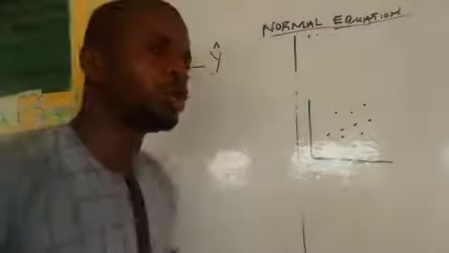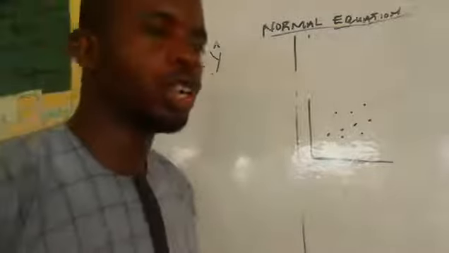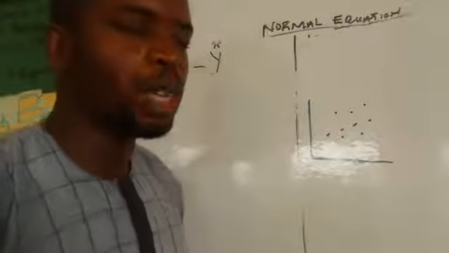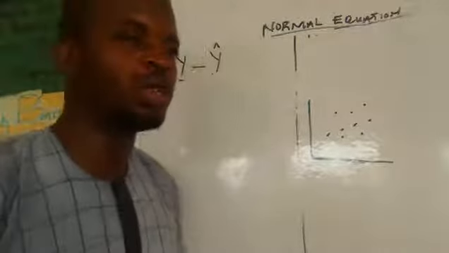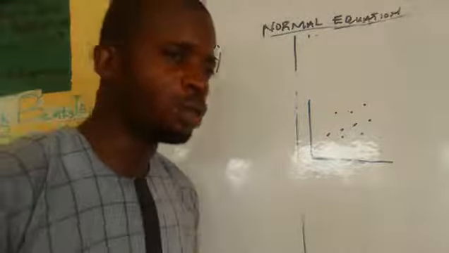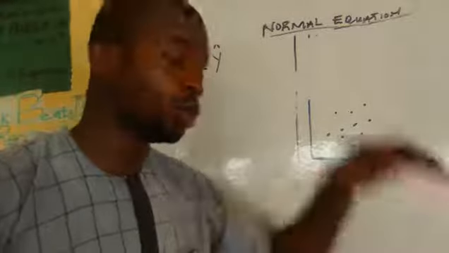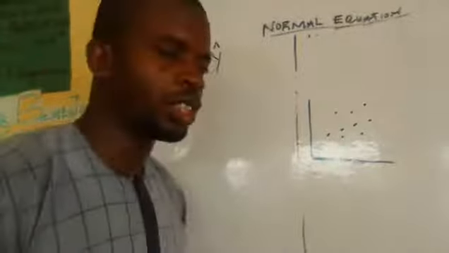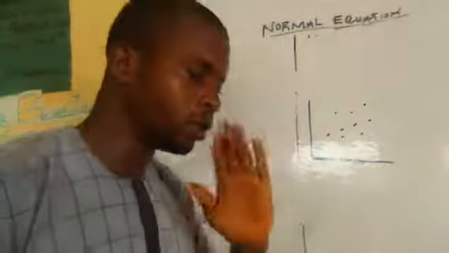Now in this video we are going to be looking at the normal equation of regression analysis. If you want to derive the normal equation of regression analysis, what you just have to do is to get your deviation. How do you get your deviation? You need to look at the observed value and the estimated value.